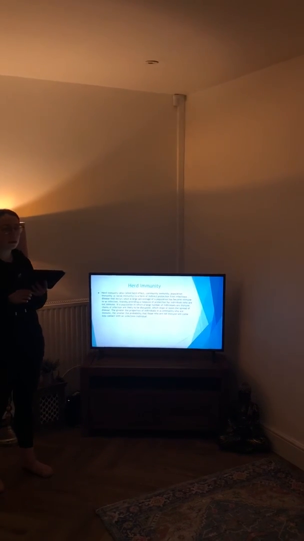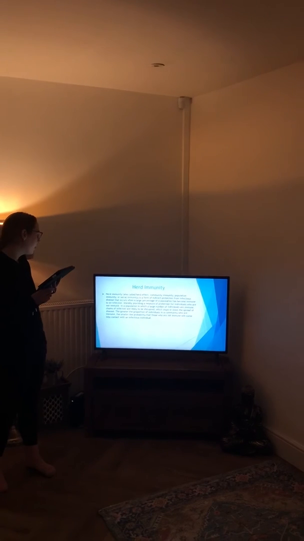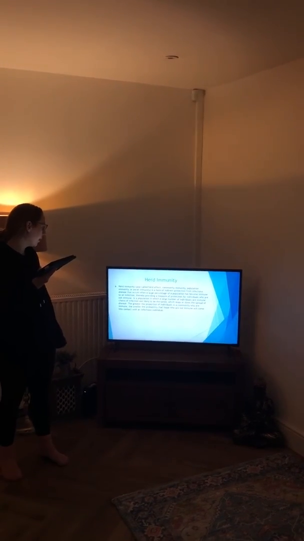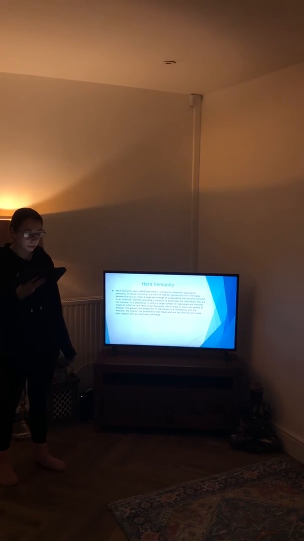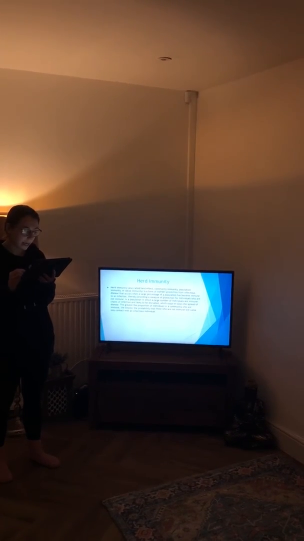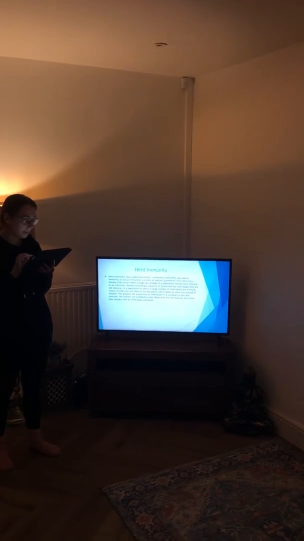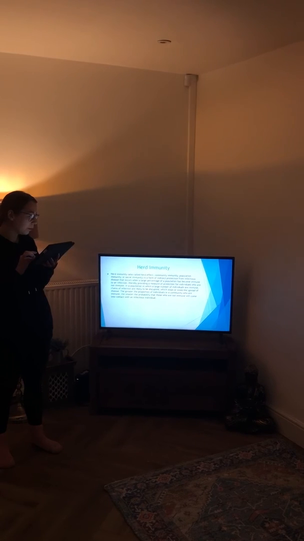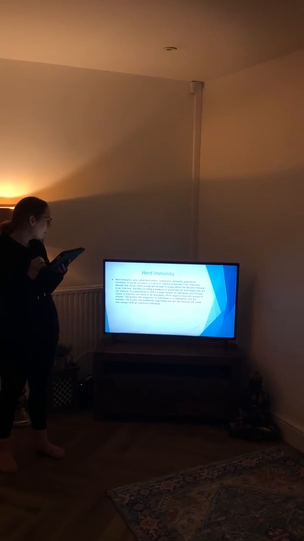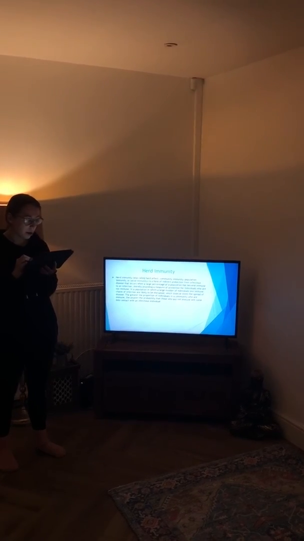So lastly, we're going to talk about herd immunity. Herd immunity, also called herd effects, community immunity, population immunity, or social immunity, is a form of indirect protection from infectious diseases that occurs when a large percentage of a population has become immune to an infection, thereby providing a measure of protection to individuals who are not immune.